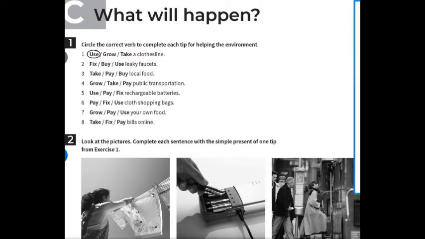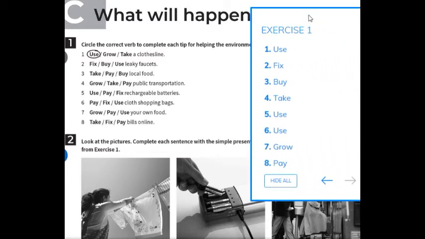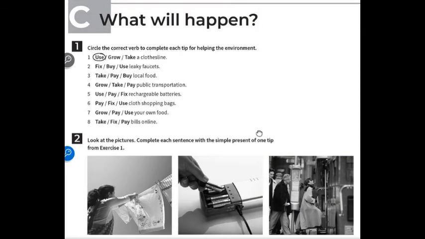Okay, so these are the results. It says use a clothesline, then fix leaky faucets, then buy local food, then number 4, take public transportation, then number 5, use rechargeable batteries, number 6, use cloth shopping bags, number 7, grow your own food, number 8, it says pay your bills online. Actually, you save a lot of time by paying the bills online.